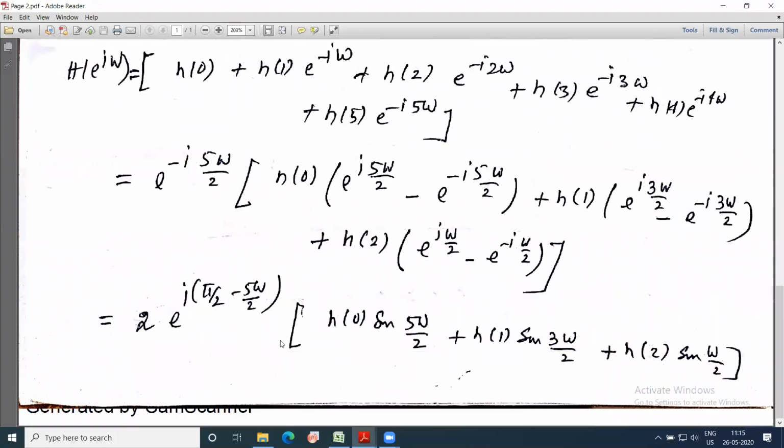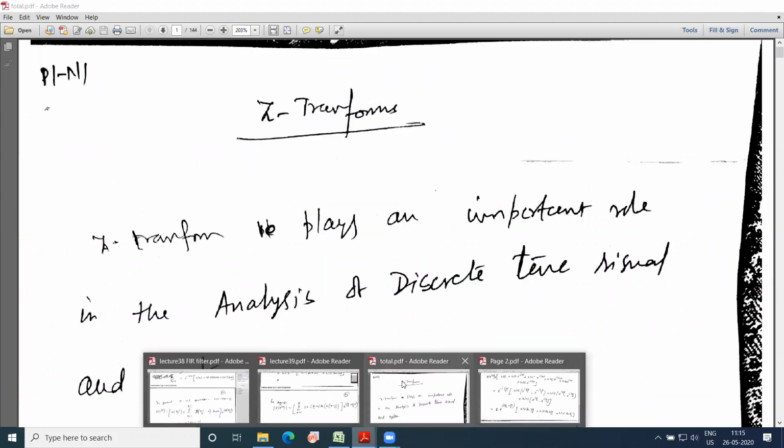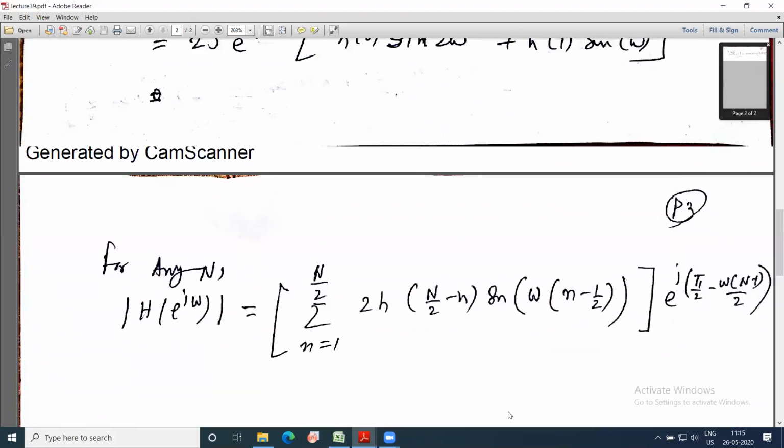This one you are having this expression. So H0 sine 5, H1 sine 3, and H2 sine omega by 2. This is the expression for n equal to 6. Now, in general, what will be the expression? In general, the expression will be e power j (pi by 2 minus omega (n minus 1) by 2). Here n equal to 6, 6 minus 1 by 2 means omega 5 by 2. That is okay. e power j pi by 2.